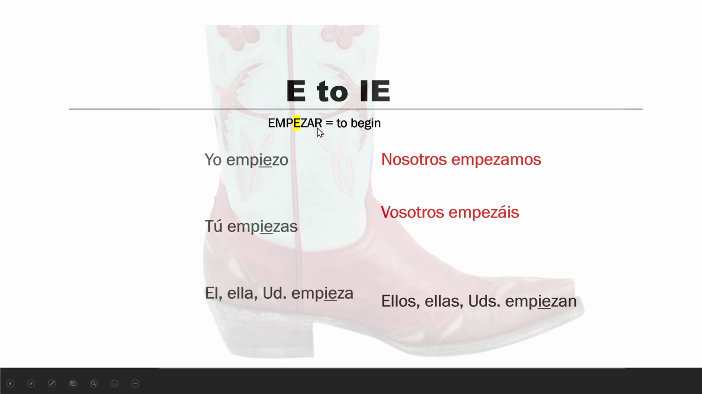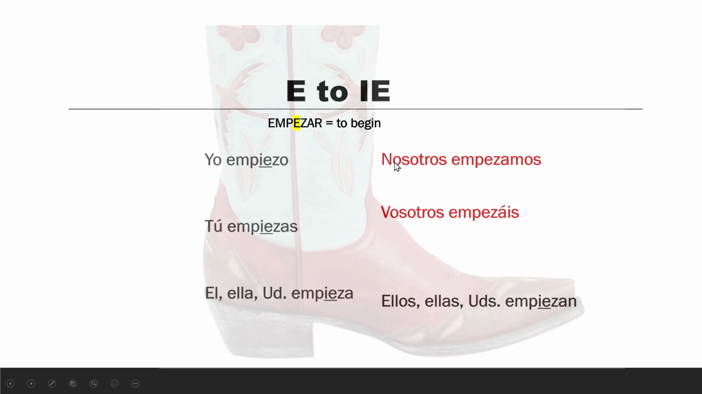So here's the first example. In the first group, empezar, the E that you see highlighted, that's going to change to IE. As you can see, that's what we did when we conjugated for yo. It's not yo empezo, it's yo empiezo. So we've changed the ending, we've changed the O, and then also we've changed the stem. Tú empiezas, él, ella, usted empieza, ellos, ellas, ustedes empiezan.